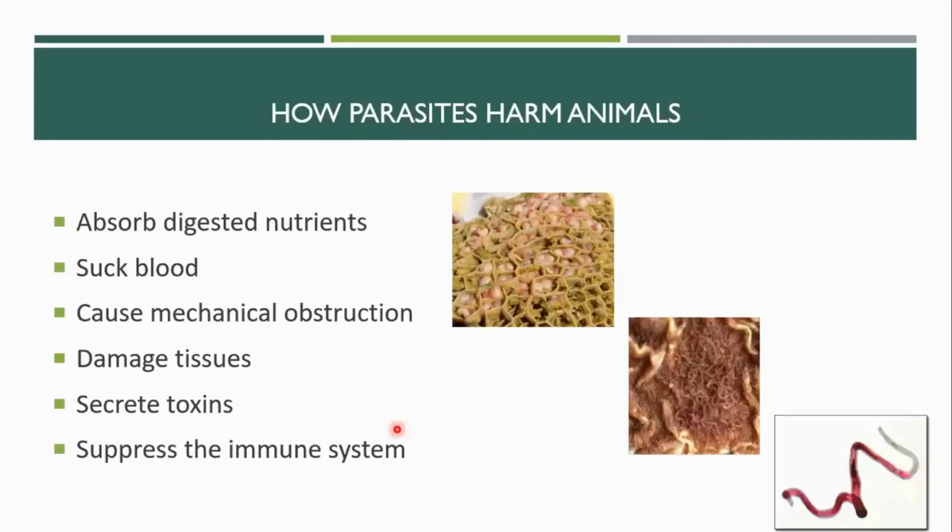Then, how a parasite basically damages the animal, why it is important to perform deworming. Basically, when a parasite enters the body, it could damage the animal in several ways. It could be by absorbing digested nutrients, it could be by sucking blood. For example, Haemonchus sucks the blood in sheep. It could be mechanical obstruction. For example, strongyles cause mechanical obstruction in cases of equines and cause colic.